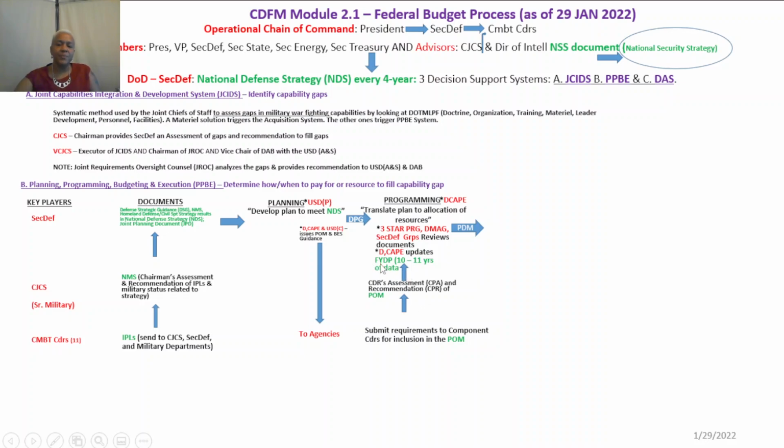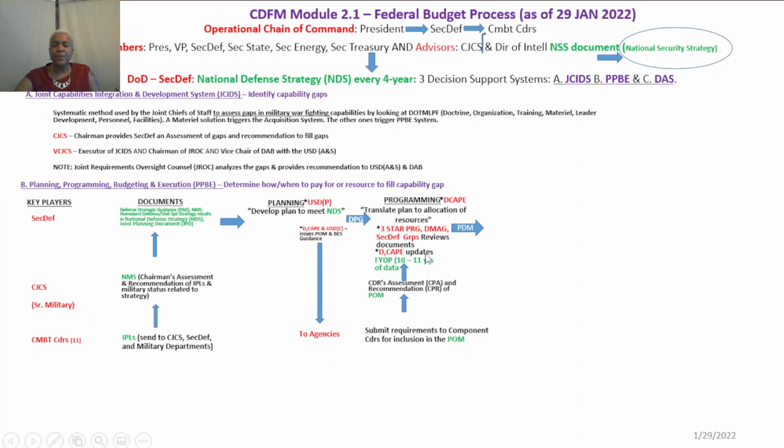The DCAPE, the FYDP, Future Year Defense Program. So as we're going through this PPBE process, starting with the programming phase, the DCAPE here is also responsible for updating the Future Year Defense Program. So the idea behind this slide is, after you've reviewed the material in 2.1, come back to the slide and you should be able to walk through the information covered in 2.1.